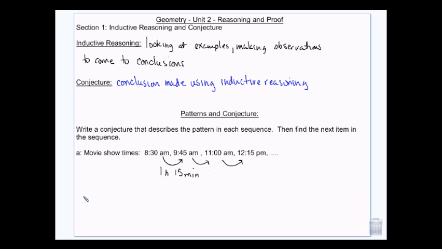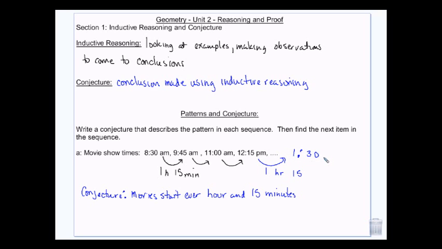And so my conjecture is that movies start every hour and 15 minutes. Okay, that would be my conjecture. And then my next item in the sequence, so I'm going to go another hour and 15. So I'm going to be at 1:30 p.m.